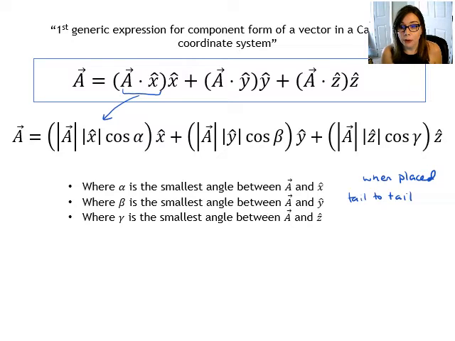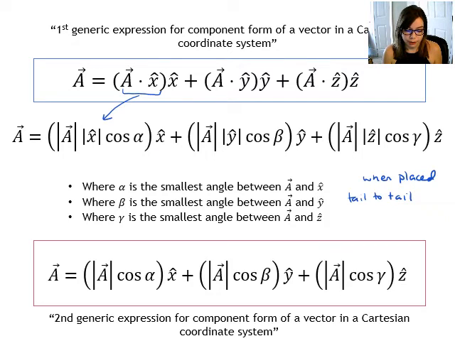So these are specific ones. When I say find alpha, I'm referring to the angle between vector A and x hat. If I say beta, then I'm describing the angle between A and y hat. Gamma, that's the angle between your vector and z hat. So get in the habit of defining these angles every time. We give them specific names because they're describing specific angles between whatever vector you're putting in component form and each of the Cartesian unit vectors.